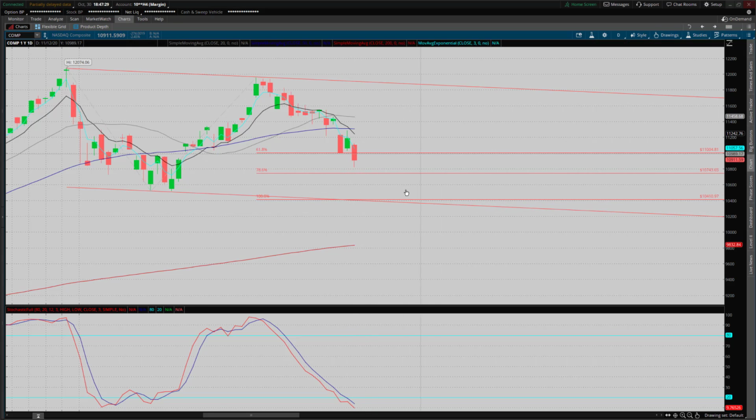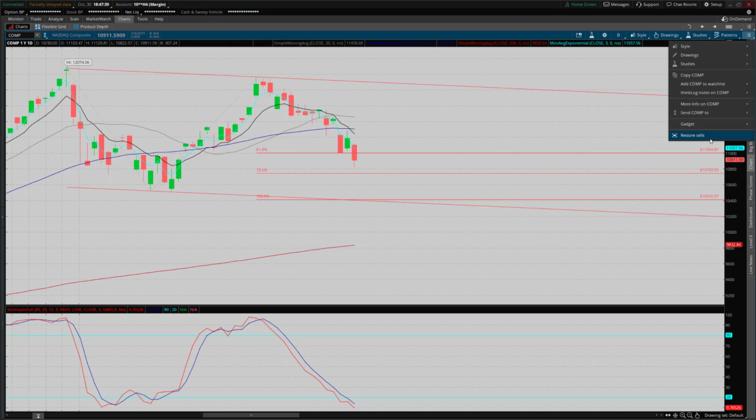Okay, not much to say on the NASDAQ. This candle is pretty weak. Again, I view it as a gift to build a long position on any weakness early next week. That's how I'm looking at this.